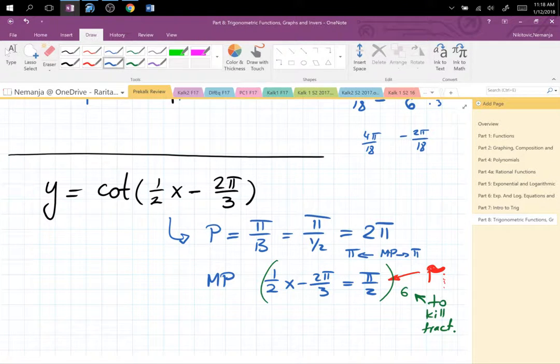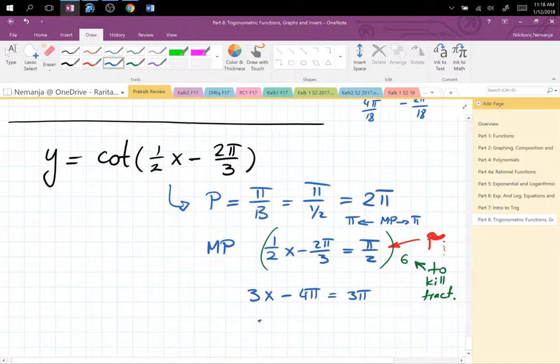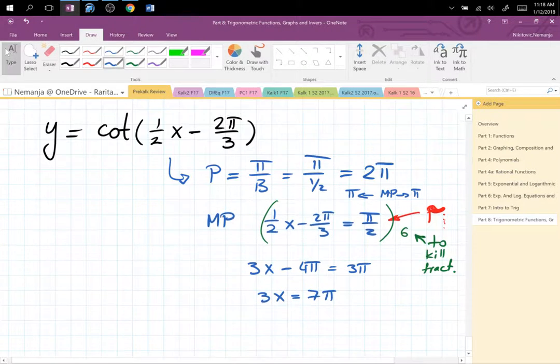So now my problem is when I do the 6, I get 3x minus 4 pi, right? Because 6 and 3 cancel, so times 2 equals 3 pi. And now 3x is equal to 7 pi when I move 4 pi to the other side. And finally, x is 7 pi over 3. Whew. That's your midpoint. Disgusting. That's okay.